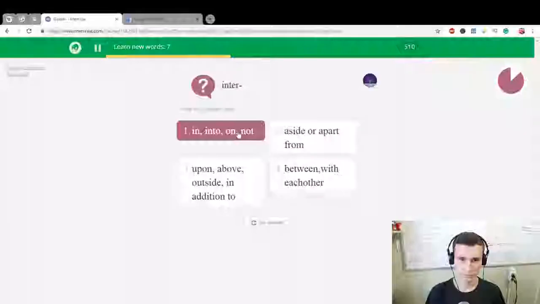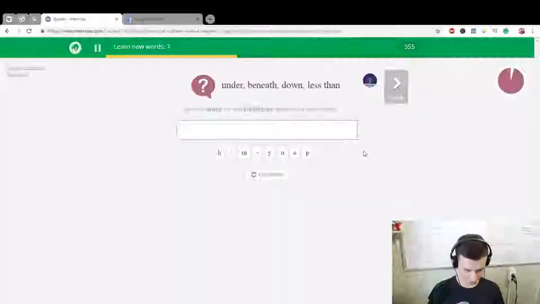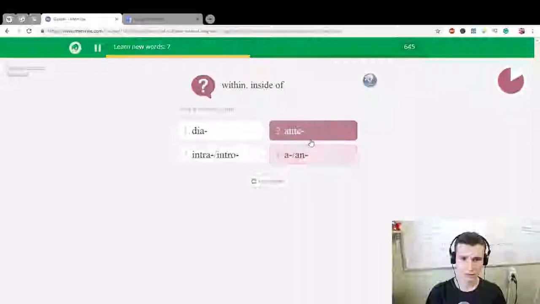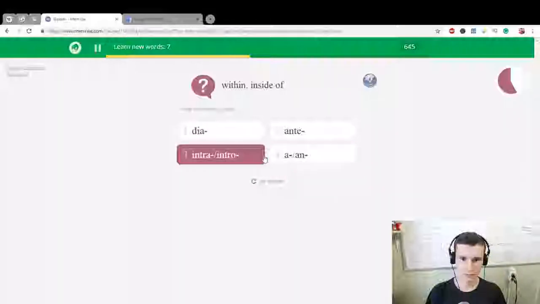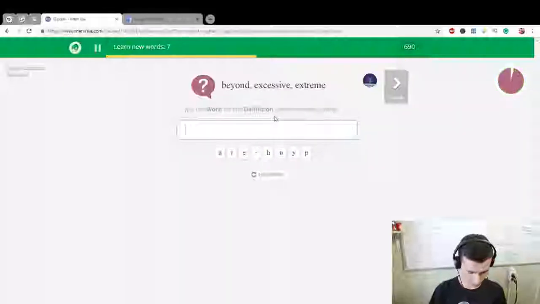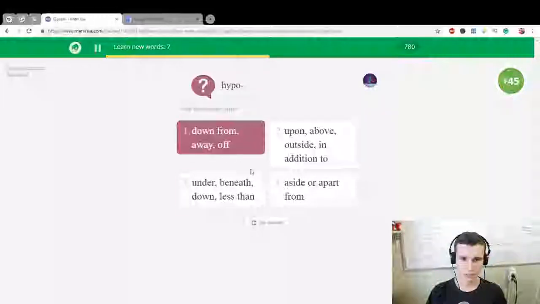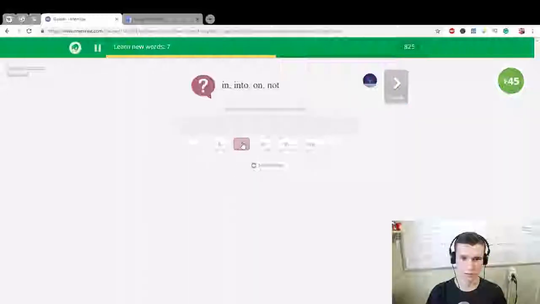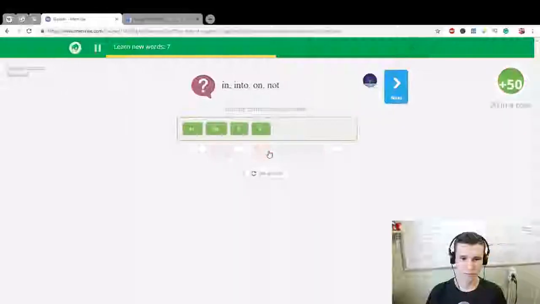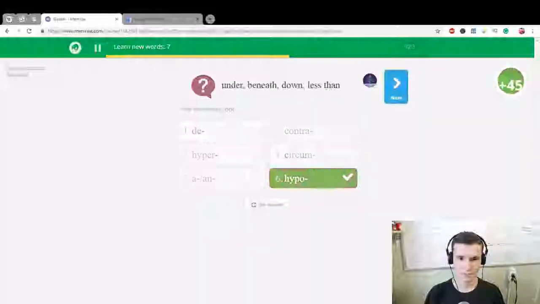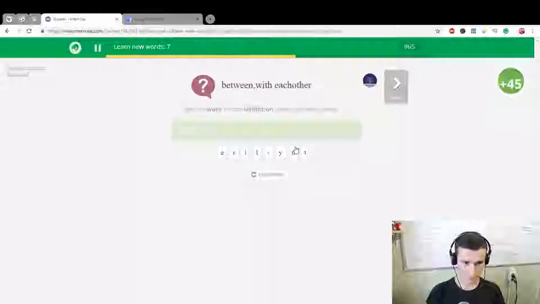Inter: between. Hypo: under, beneath. Ex: out of. Intra: within, inside of. Hyper: beyond, excessive, extreme. Now I know why hyper. Ex: out of. Hypo: under. In, im, ill, ear. Hyper: extreme. Hypo: under. Inter: between.